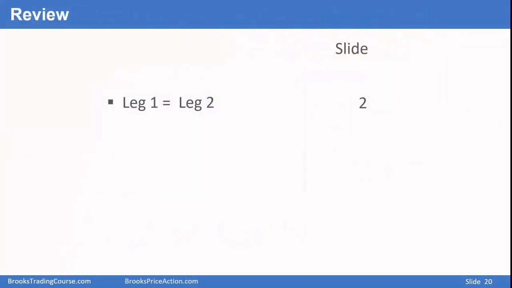In this video, I talked about leg 1 equals leg 2 measured moves. And in that kind of a measured move, the market has a move, a swing or a trend, and then a pullback or a pause, and then a second move that is about the same size as the first move. The market often finds profit takers at that measured move target.